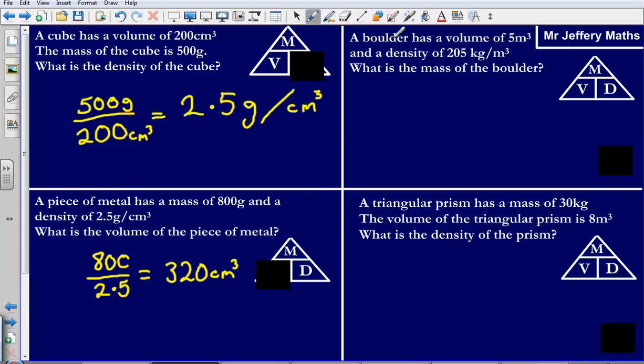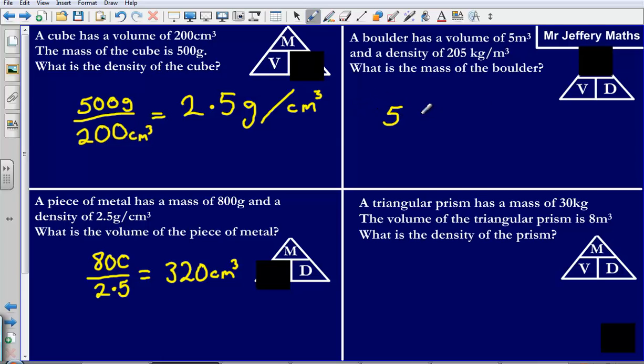Okay, next one. A boulder has a volume of 5 meters cubed and a density of 205 kilograms per meters cubed. What is the mass of the boulder? So again, all that I'm going to do is cover up the thing that I'm looking for. So I'm looking for mass, so I'm going to cover up that part of the formula. That leaves me with the volume and the density. They're on the same level, so I'm going to be multiplying these things together.